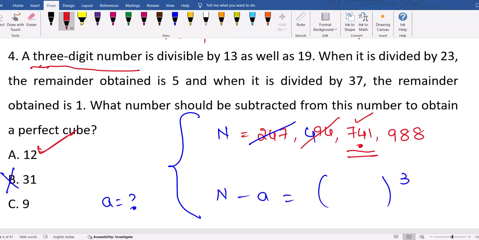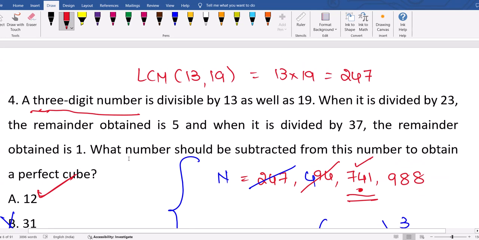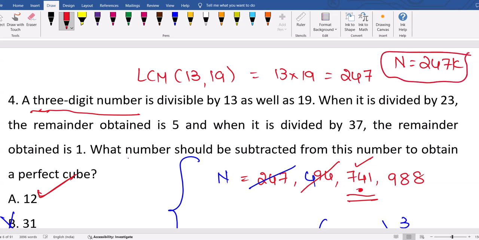Right, see, this is a good question actually. What number should be subtracted from this? You have to understand, many people I know are not understanding why that 494, why 741. Sir, LCM is 247, why are you taking other things? See, LCM is 247, my number can be a multiple of 247. It's not only 247; least number means 247, but we can take multiples of 247.